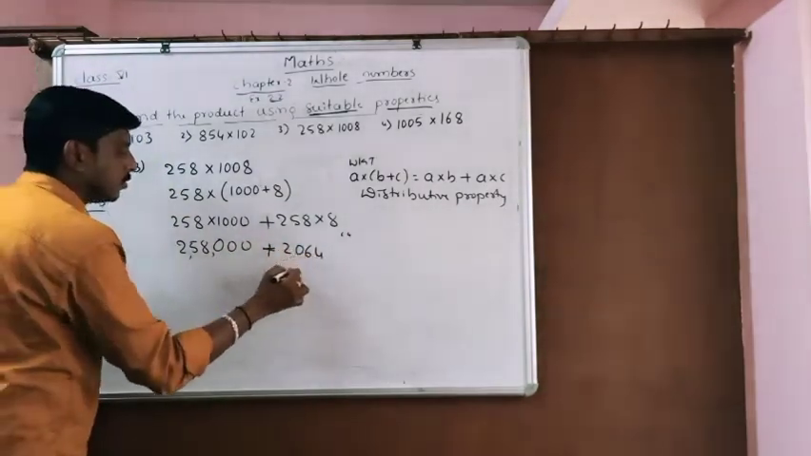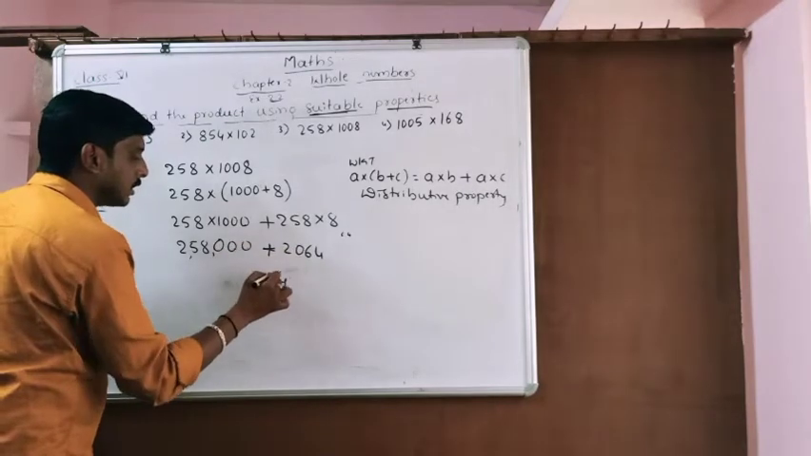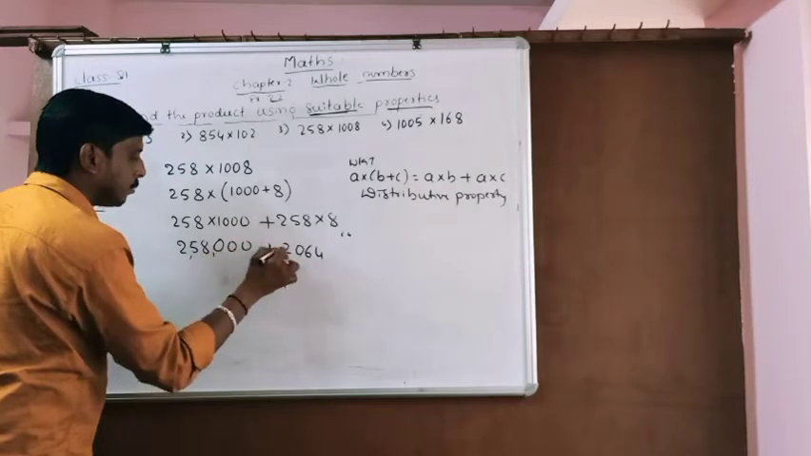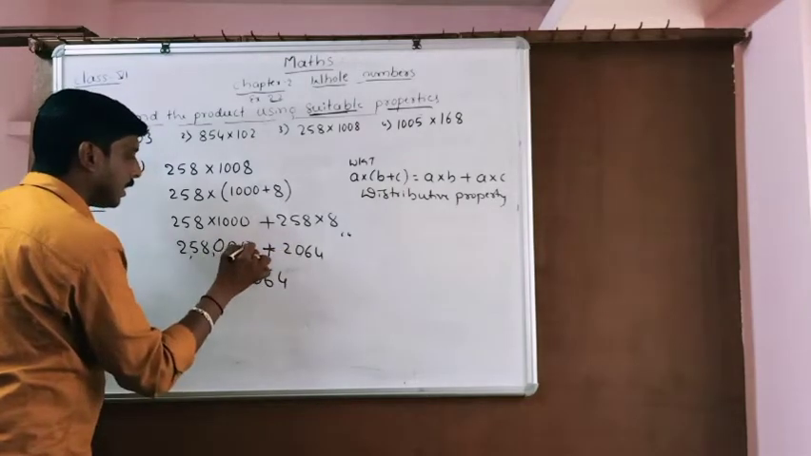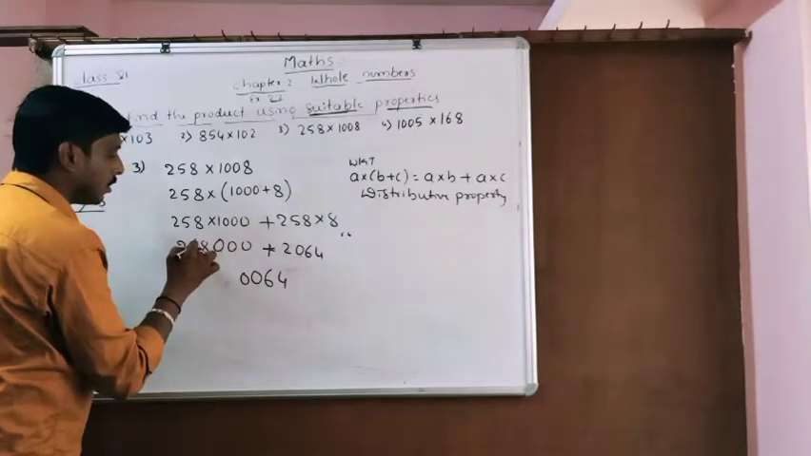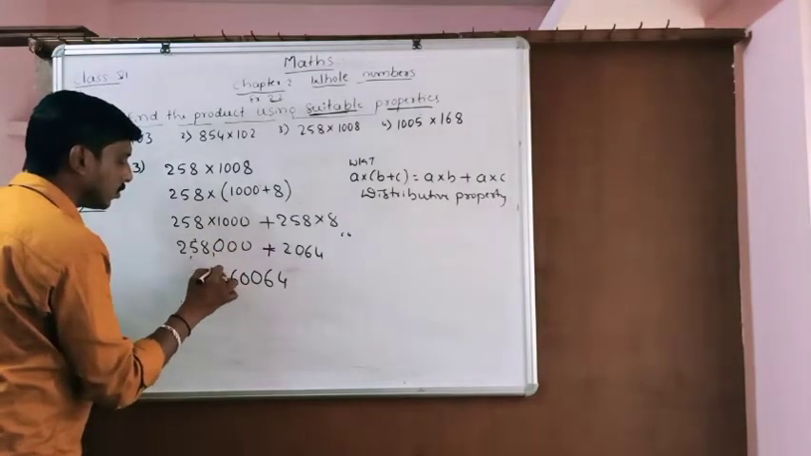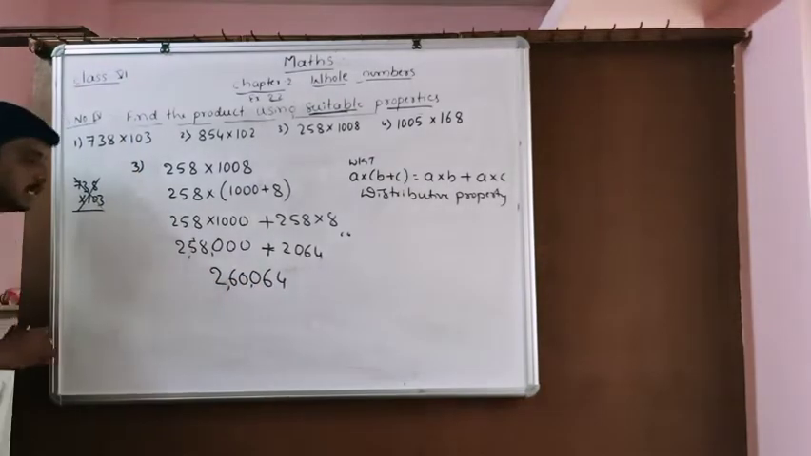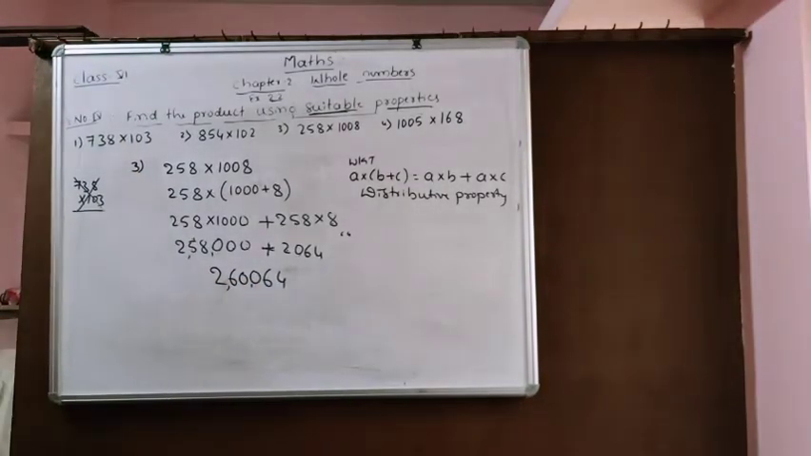So 0 plus 4, 4. 0 plus 6, 6. 0 plus 0, 0. 8 plus 2, 10, 1 carry. This 8 plus 2, 1 carry. Now it becomes 5 plus 1, 6, 2 as it is. Now it becomes 2,60,064. Okay.